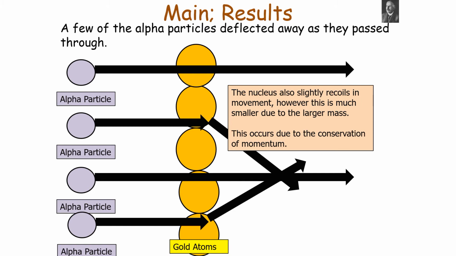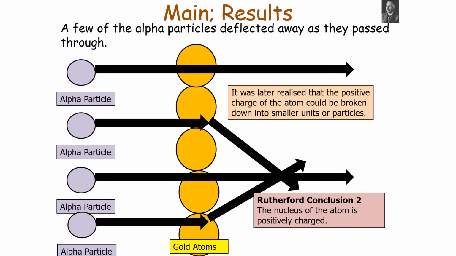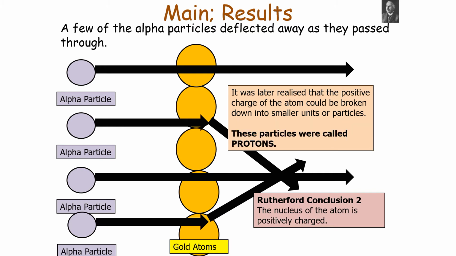Now, why does the alpha particle deflect? Well, the alpha particle is positively charged, so that means there must be a positive charge in the atom. So the positive charge of the atom and the alpha particles repel each other. Now Rutherford called this positive charge of the atom the nucleus. So Rutherford's second conclusion was that the nucleus of the atom is positively charged. Now he later realized that the positive charge of the atom could be broken down into smaller units or particles, and Rutherford called these particles protons.